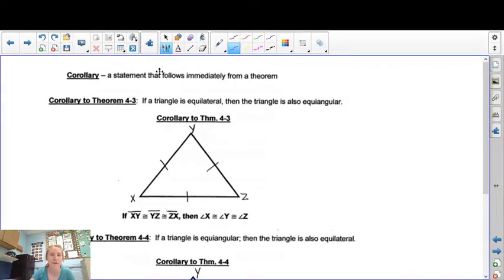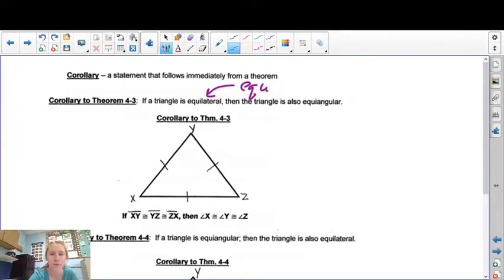Okay, a corollary. A corollary is something that follows from a theorem. So because this theorem says that, I can then create this corollary. Okay, first one says corollary 4.3. If a triangle is equilateral, then it's also equiangular. Okay, let's pull that apart. Equilateral. All right, here we go.